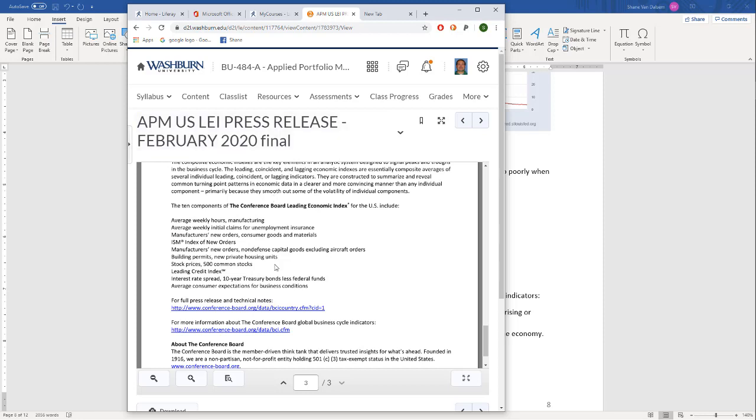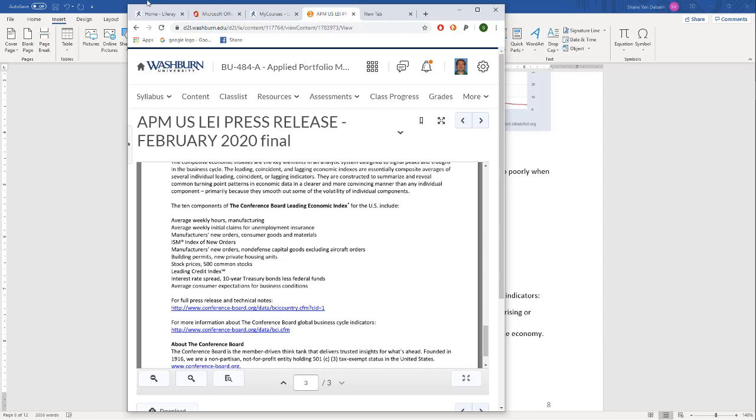Average weekly initial claims for unemployment insurance. Manufacturers' new orders, consumer goods and materials. ISM index of new orders. Manufacturers' new orders, non-defense capital goods excluding aircraft orders. Building permits. Stock prices. Leading credit index. Interest rate spread. And the average consumer expectations for business conditions. So you see a lot here about manufacturing.